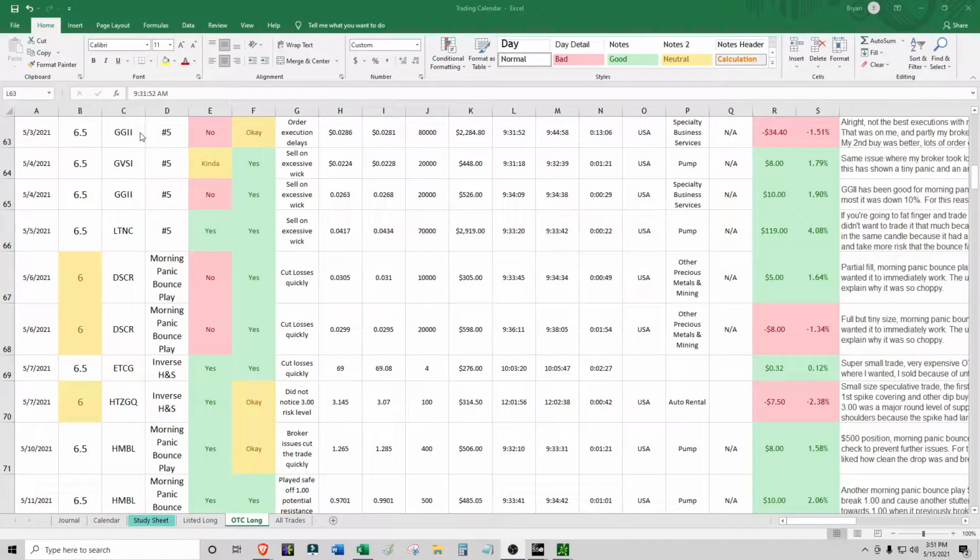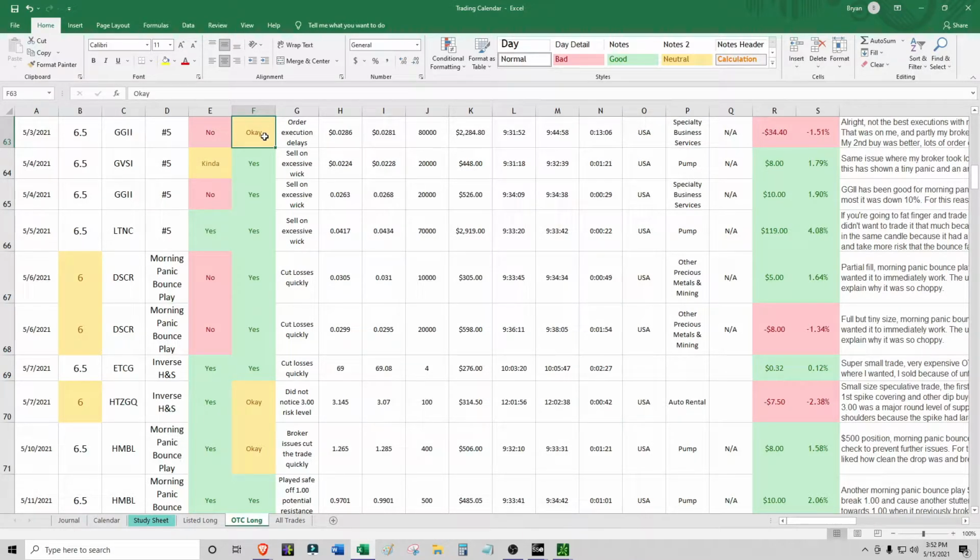Just to go over, this one was a morning panic bounce play where it had a stutter step, so I bought into the first one, and I should have immediately gotten out of it, but I decided to hold through, and that's when I started trading larger on the second bounce, which was the ultimate bounce, I believe. But I just didn't trade it that well, and I put okay here because my intentions were better, and I had issues getting in and out of the trade.